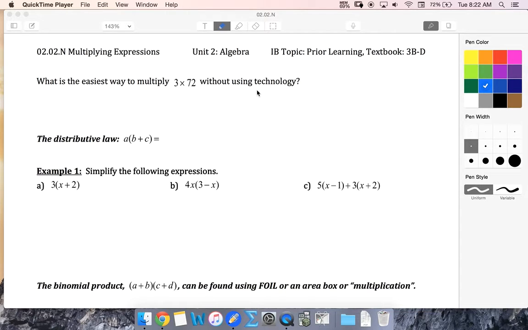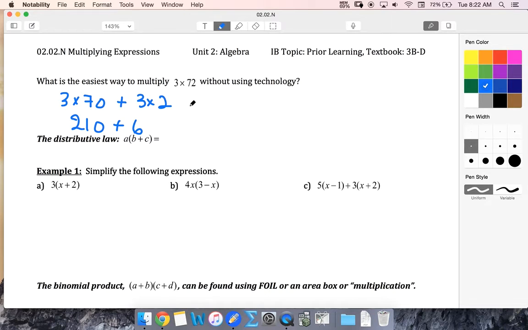So let's start with the imaginary situation that someone asked you to multiply 3 times 72, and they told you you can't use technology. So if I was going to do that, the easiest thing to do is I would think about that as being 3 times 70 plus 3 times 2. So 3 times 70 is 210, 3 times 2 is 6, so that final answer would be 216.